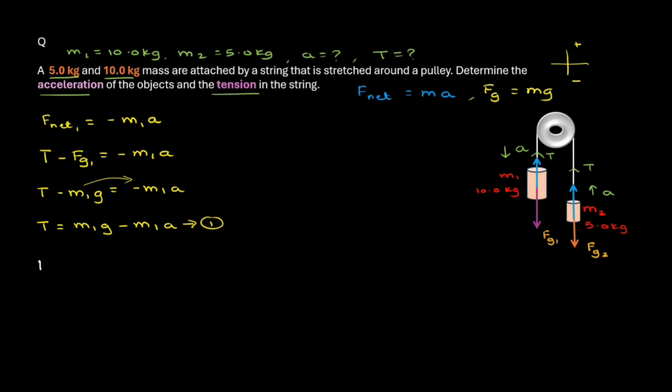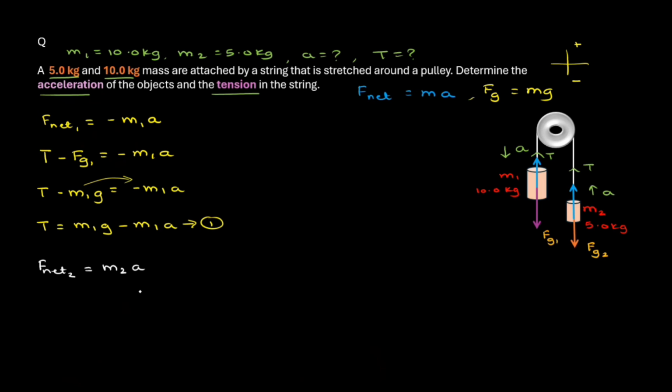I will write F net for 2 to be equal to m2 into a. Again, we are writing this as m2a because the object is accelerating, and here the acceleration is positive because for m2, a is pointing in the upward direction.